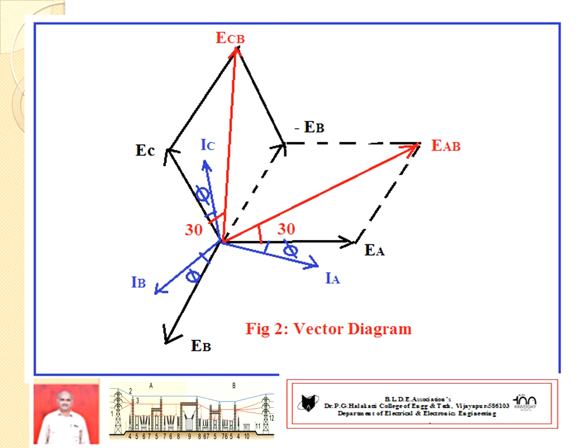W1 is connected between lines A and B. W2 is connected between lines C and B. So how to construct the vector diagram? First you draw EA, EB, EC, the phase voltages or phase EMFs. You take some magnitude, 3 cm, with an equal angular displacement of 120 degrees. EA to EB 120, EB to EC 120, EC to EA 120.